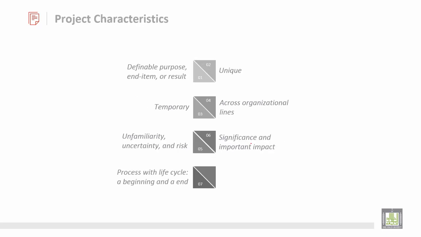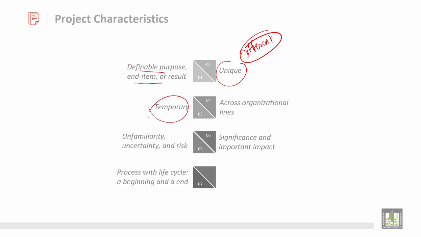We have nearly 7 steps in this. First, you should define the aim of the project. Then you should have uniqueness. Uniqueness means it should be different from the others, a new one. Then it goes to temporary.